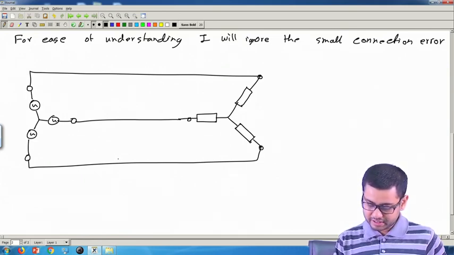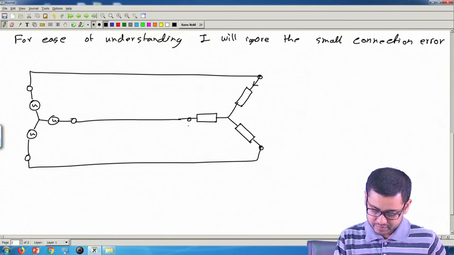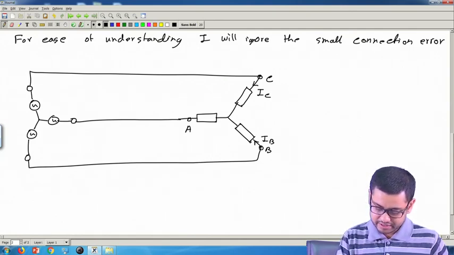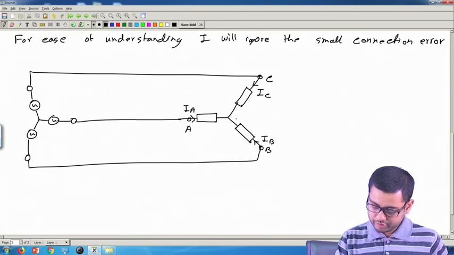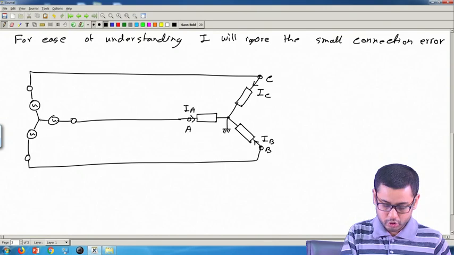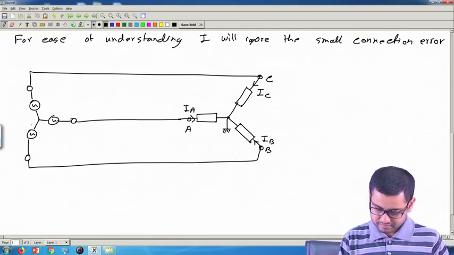So now to measure this total power, what do we have to measure? We have to measure the product of this voltage and the current through this. Let's give some names: phase A, phase B, phase C. This current I'll call IC, this current I will call IB, and this current IA. And the voltage, if this is the neutral reference point, you can think of this as the reference point, ignoring the drops in the line, etc.